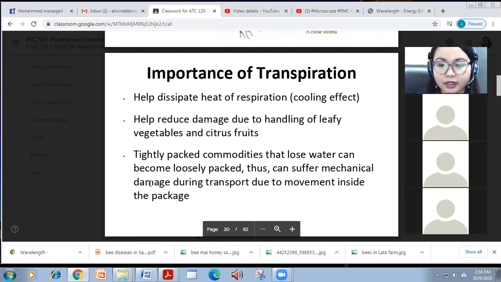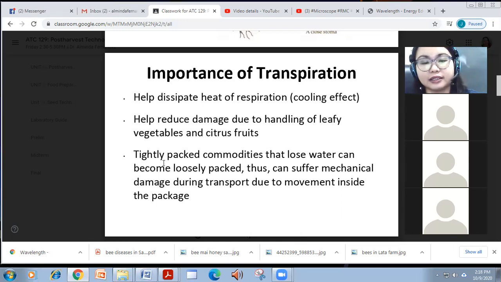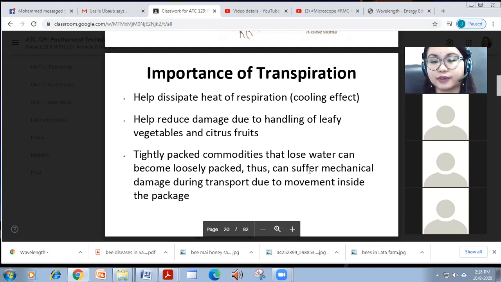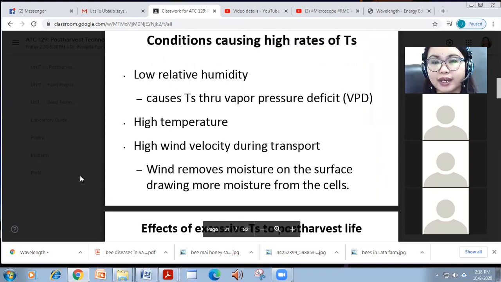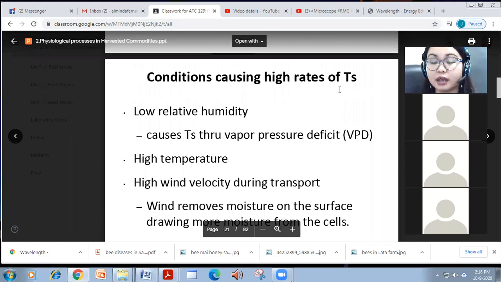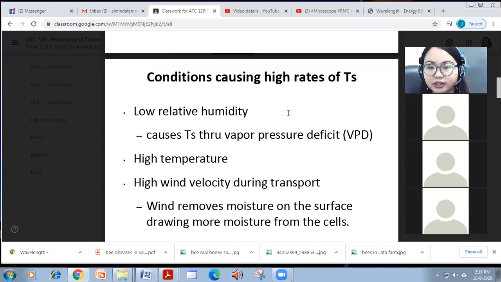So if you notice, depending on your packaging material, for tightly packed plastic, the commodity can also lose water through that, and even suffer mechanical damage during transport and packaging. So what are the conditions that cause higher rates of transpiration? Here, TS means transpiration.